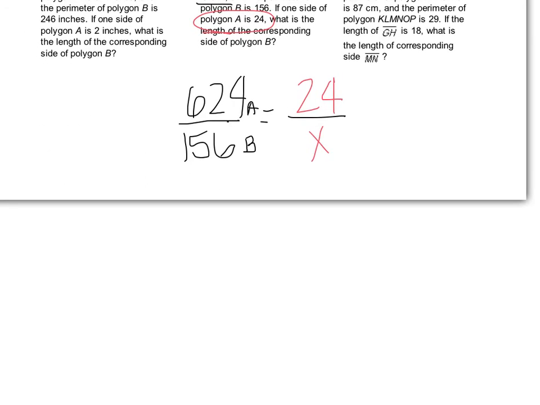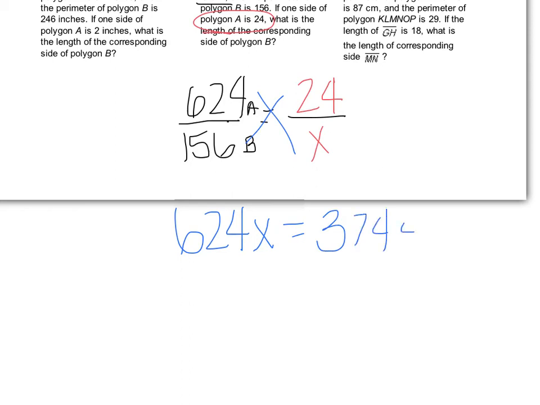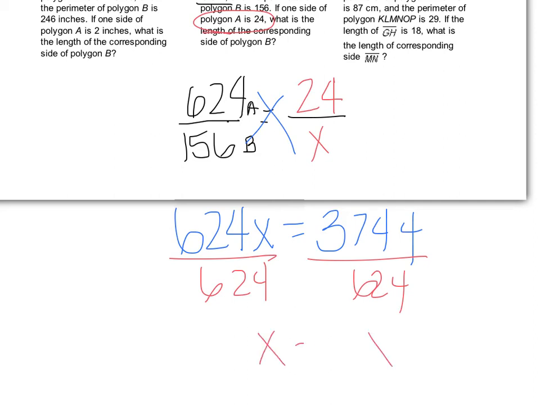So to solve this, again, all I have to do is cross multiply and divide. I'll multiply 624 times X, which is just 624X. And then I'll multiply 24 times 156, which is 3744. For my next step, I'm going to divide both sides by 624. And when I do that, I get 6. So X equals 6 in this case. That means that the corresponding side length of polygon B is 6.